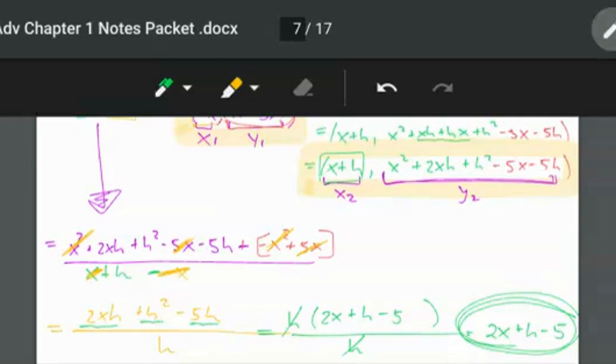Your homework is to finish this worksheet. We did number 3 together, so you have to do numbers 1, 2, and 4. If you have questions, please contact your teacher.